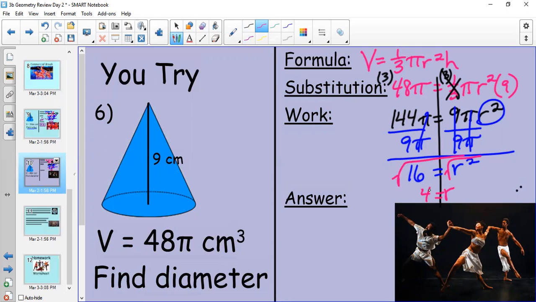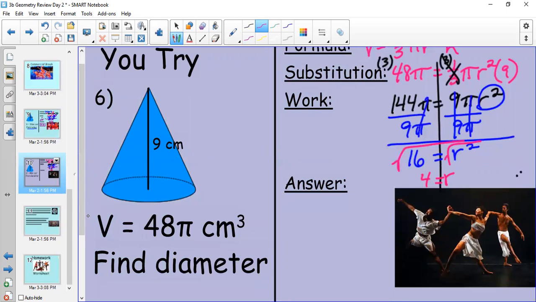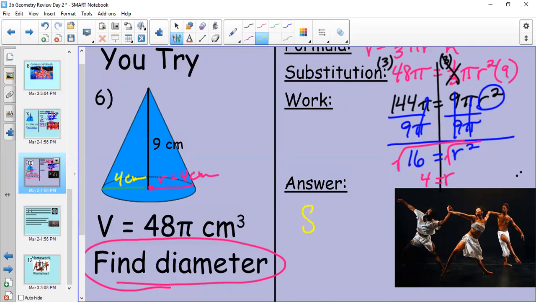And a lot of people had this answer, and I told them they were wrong. And they're super confused. And the reason being is they did not answer the question. So the radius is 4 centimeters, but it doesn't ask for the radius. It asks for the diameter. Diameter goes all the way across. So we have another 4 centimeters. So our final answer here should be 8 centimeters for the diameter. That's why that one was a little bit trickier than the others.